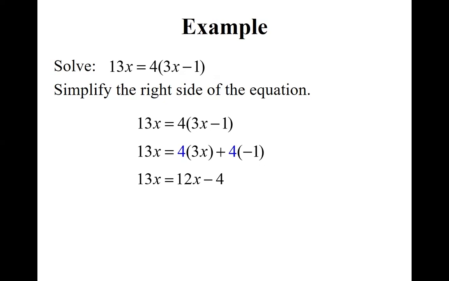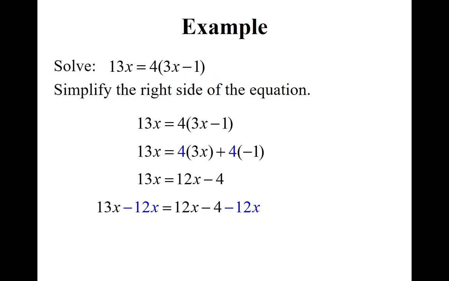Now, we have a complication. We have x's on both sides. We can't get the x by itself until they're all on one side. What tools do we have at our disposal to get rid of a positive 12x? Well, we can subtract 12x from both sides. 13x minus 12x on the left. On the right, 12x minus 4 minus 12x.